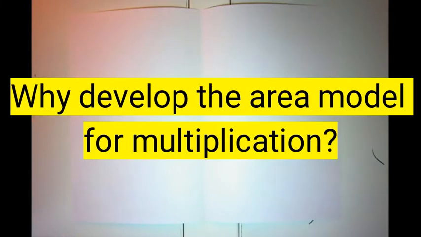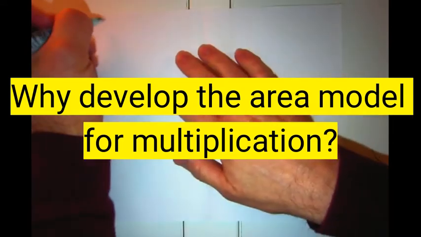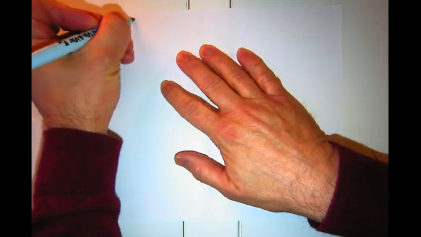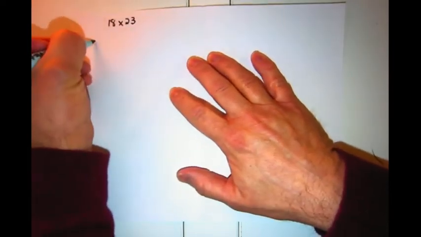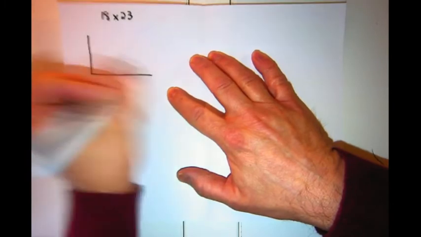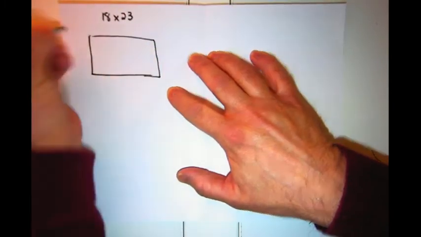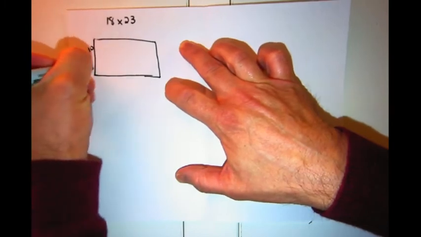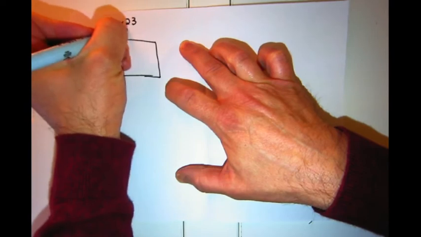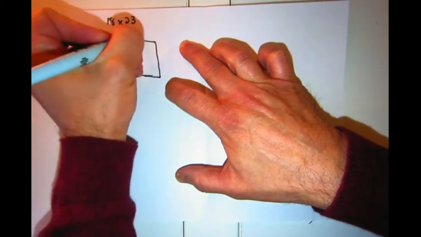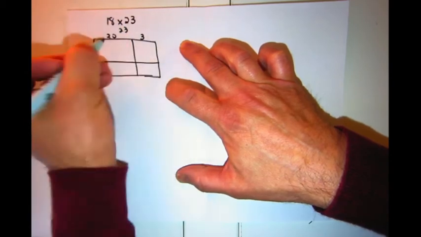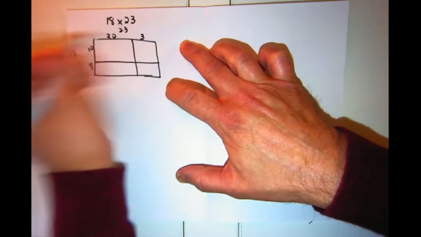So let's look at why it is important to develop the area model. Let's just take an example, the problem 18 times 23. In the area model, we'll just use the open area model. So I'm going to construct an open rectangle. This side is 18, so I'm going to decompose that into 10 and 8. This side is 23, so I'm going to decompose that into 20 and 3. And it doesn't matter, I could do 10 and 10, but I'm going to just do 20 and 3 here.